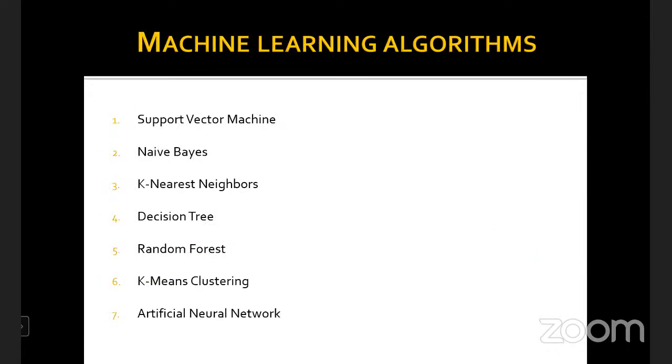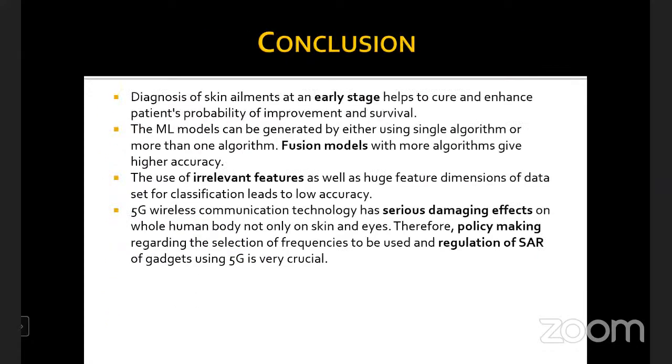Diagnosis of skin ailments at an early stage helps to cure and enhances the patient's probability of improvement and survival. Actually, a number of models can be generated with the help of machine learning, but I have studied that models where more algorithms are used are highly accurate. And 5G wireless communication technology has a seriously damaging effect on the whole human body. So I think it is very important to make new policies regarding the selection of frequencies and regulation of SAR of gadgets using 5G.